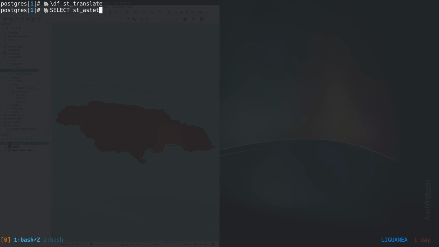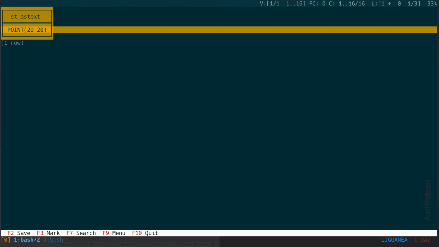I'm going to use st_astext. Then we're going to do st_translate. And finally, st_makePoint. We're going to make a point at 10, 10. We're going to translate that point by 10 units horizontally and 10 units vertically. So we should end up with a point at 20, 20. Ta-da! Perfect. All right, that was a simple example.